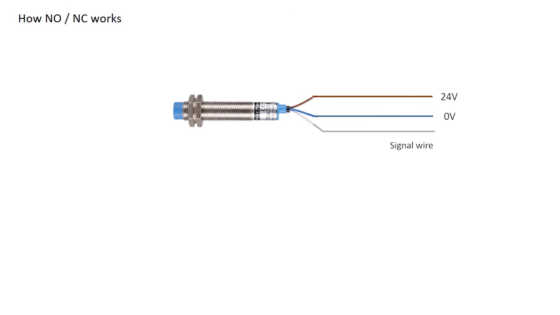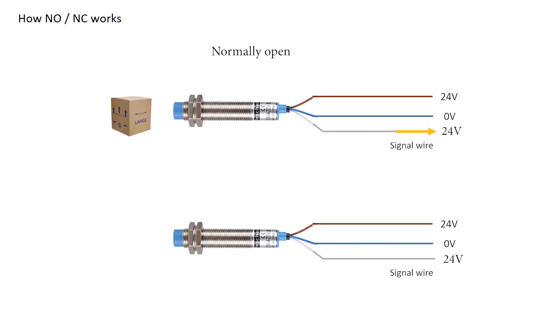To understand how normally open and normally closed sensors work, assume this sensor is a PNP type sensor. The normally open sensor does not output 24 volts when no object is present near the sensor. Once the sensor detects an object, it sends 24 volts to the output terminal. In contrast, the normally closed type sensor works differently. In this case, the sensor signal wire is connected to the 24 volt positive terminal by default. This means that when no object is detected, the sensor is always sending a signal. When the sensor detects an object, the path opens and cuts off the signal.